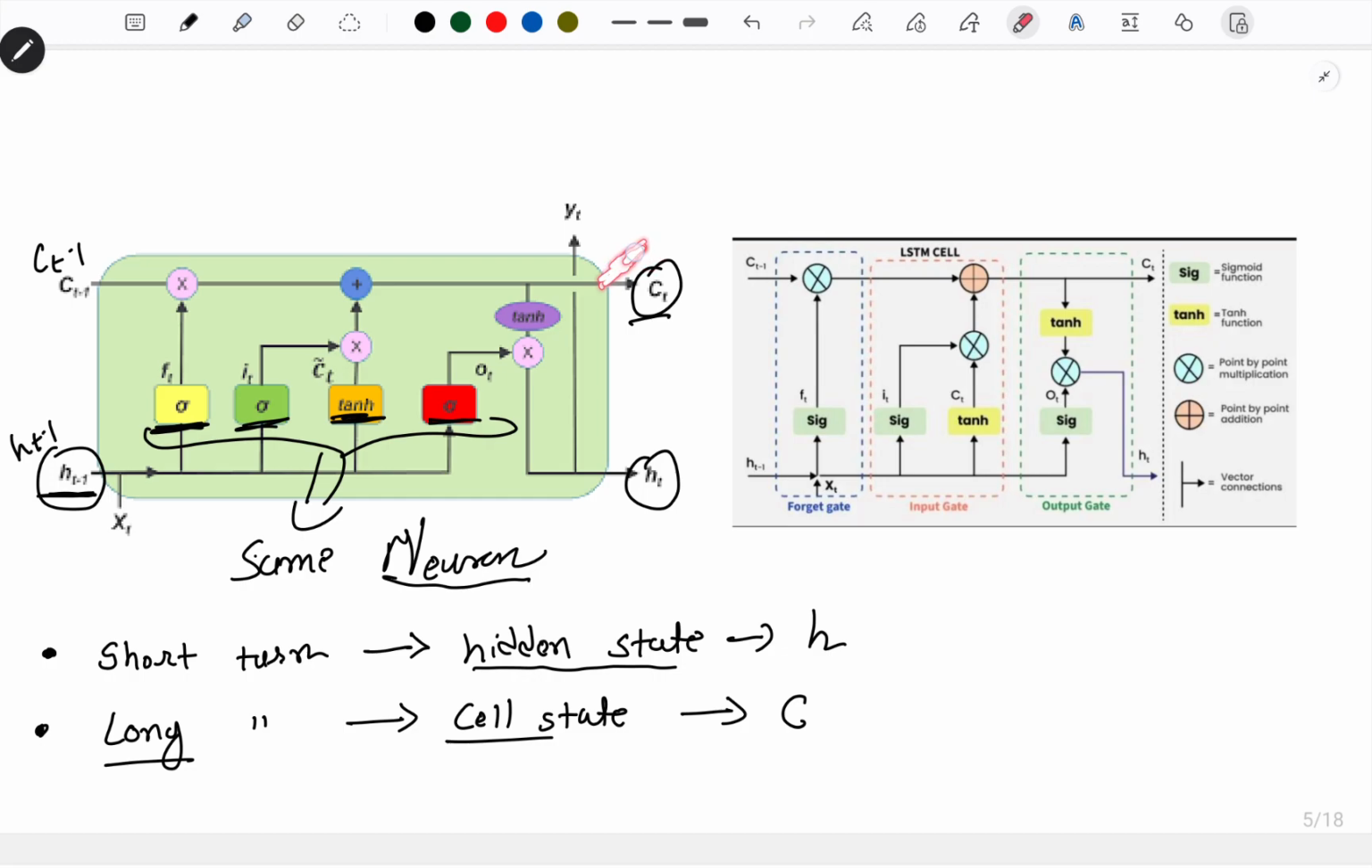So maintaining means adding or removing. At each time step, we need to decide which information we are going to store in the long term context, and which information is unnecessary and we need to remove from it. That's why I'm saying maintaining a long term context and calculating a hidden state for the current timestamp. Long term context means the cell state, indicated by C, and the hidden state means short term context, indicated by H.